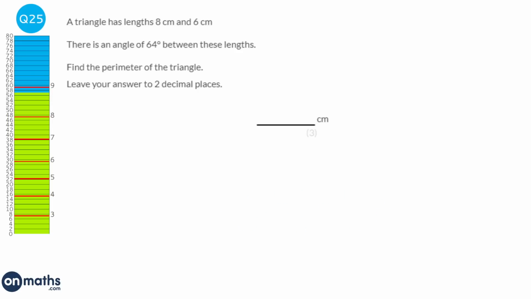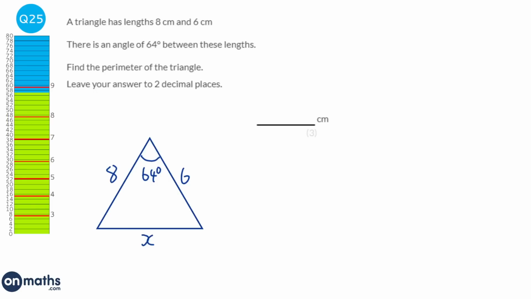Okay, so first thing I'm going to do is just a quick sketch of this diagram. We're told the lengths are 8 and 6, and the angle between the lengths is 64 degrees. And we've got a missing length down here which we need to find. So let's label them.